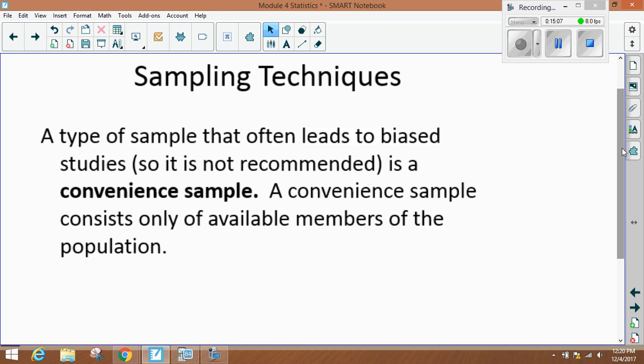If I was to go for a convenience sample, so say I was like, okay, I need to get this data. I'm standing out in front of the gym. I'm just going to ask people as they come in the gym, do you like Taylor Swift? I do that.